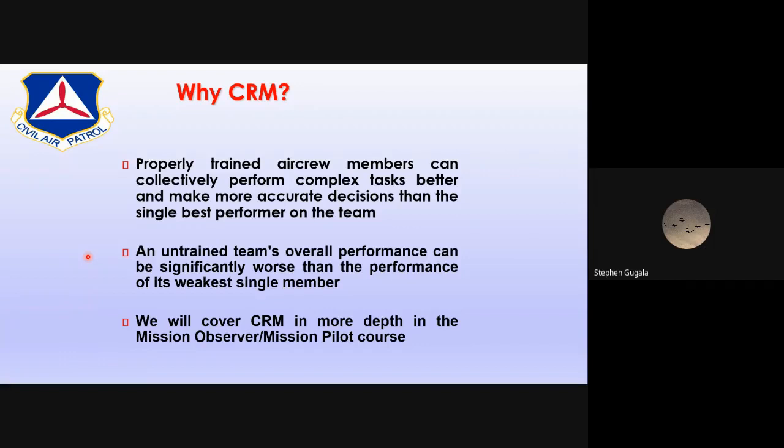Just like the title describes, you're a crew. You have a lot of resources collectively, and you need to learn to manage your talents, your time, and your positions to better serve the operation.